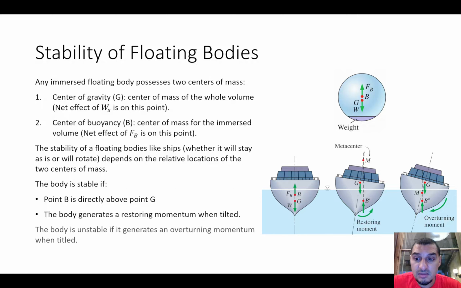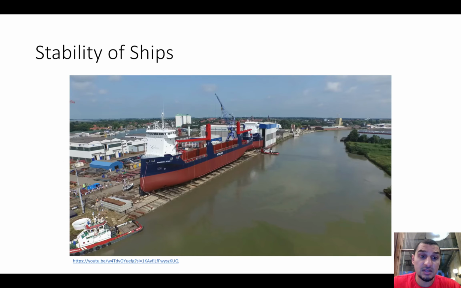This is a very important thing that has to be taken into account when designing ships, because this dictates whether the ship would be stable or unstable when forces tilt it to the right and to the left, which is a very common thing for ships, especially if it's sailing in the ocean, where it's exposed to waves. So in storms, the ship has to maintain its stability very well to prevent sinking.